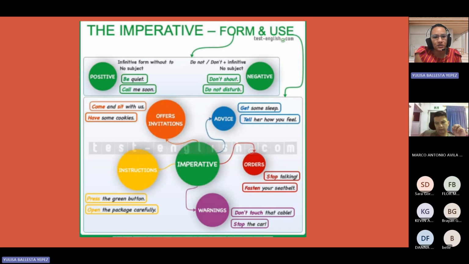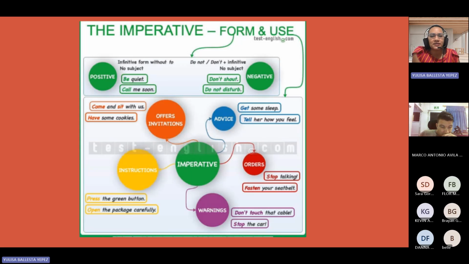And let's continue with the offers and invitations. Please, Flor, could you help me to read the orange part? Offers invitations. Please read the orange part, which is offers invitations. Okay. Come and sit with us and have some cookies. Very good. So this is to invite someone to do something. Ven y siéntate con nosotros. Ten algunas galletas. Eso es una invitación. Ofertas.